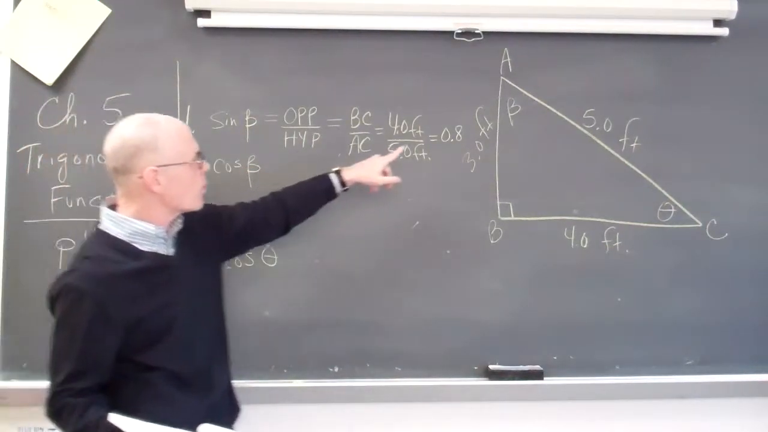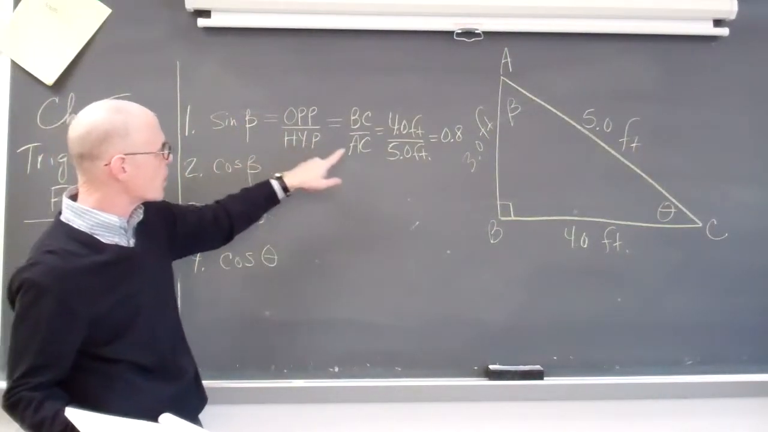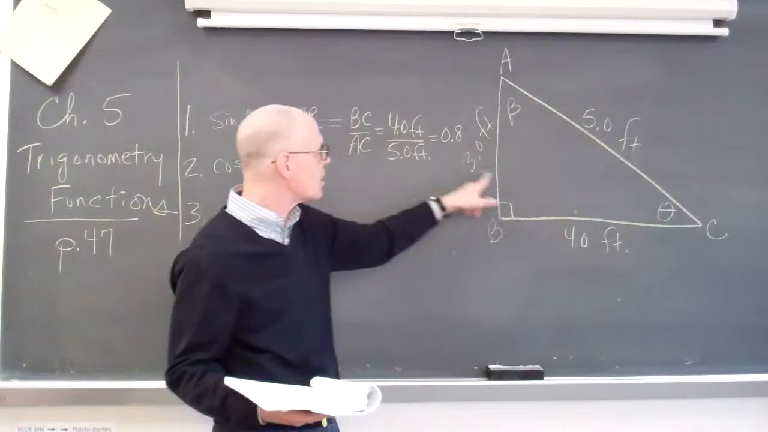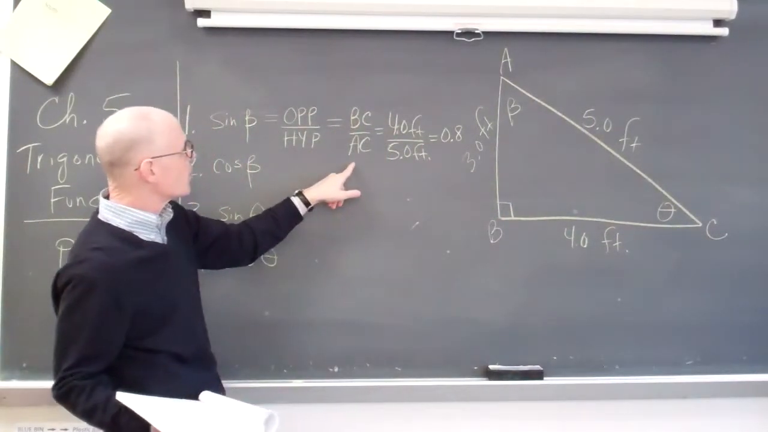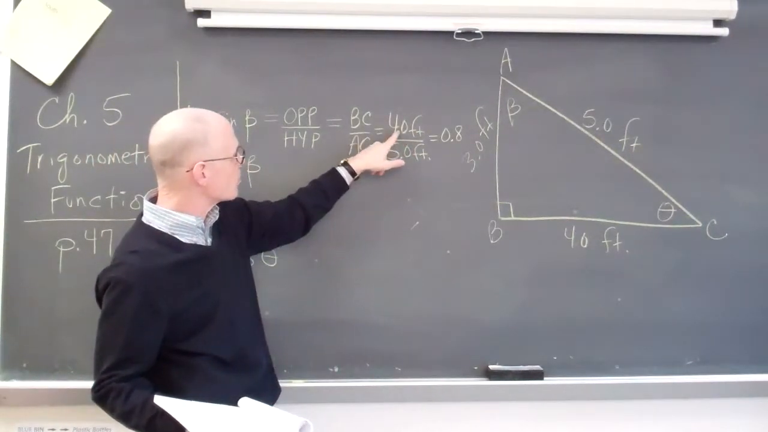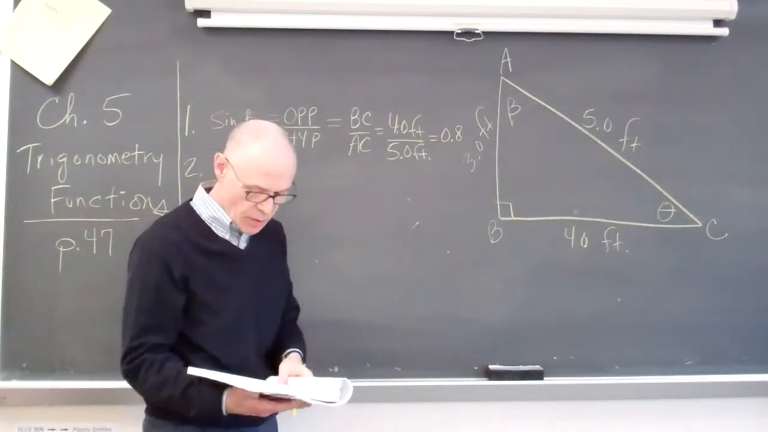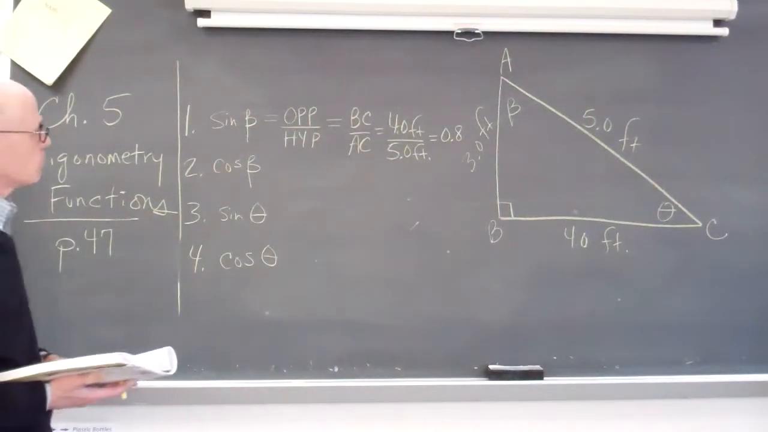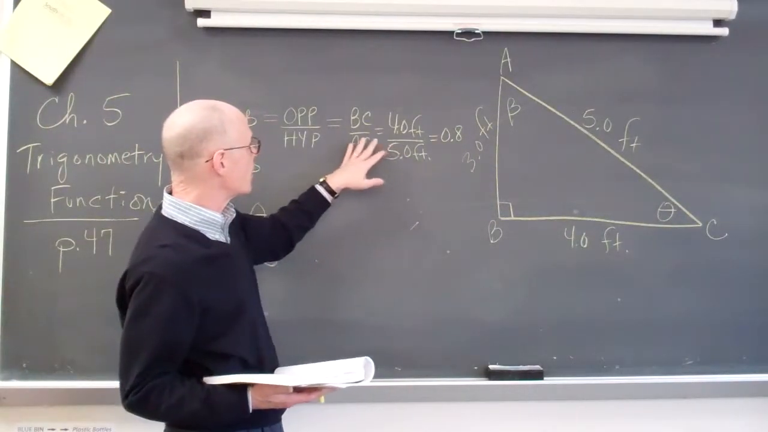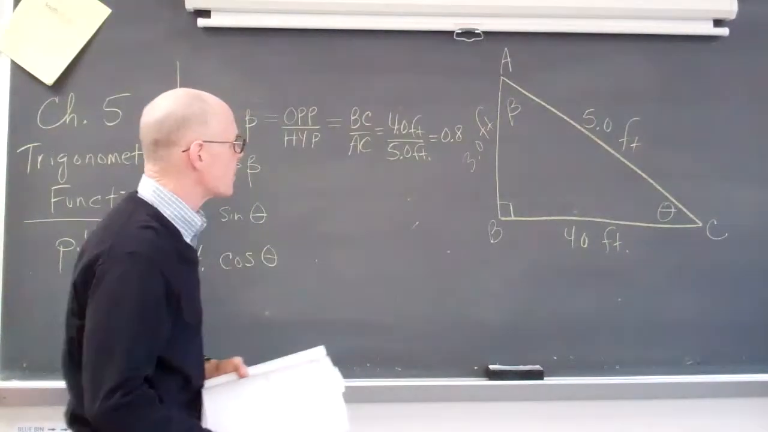So the sine of angle beta is equal to the length of the opposite side divided by the length of the hypotenuse. The opposite side is length BC. The hypotenuse is the side opposite the right angle, so it's AC. And those values in the sketch are given to you as 4 feet and 5 feet. Units cancel out, and you're left with the numerical answer of 0.8, which means that side BC is about 80% as long as side AC.